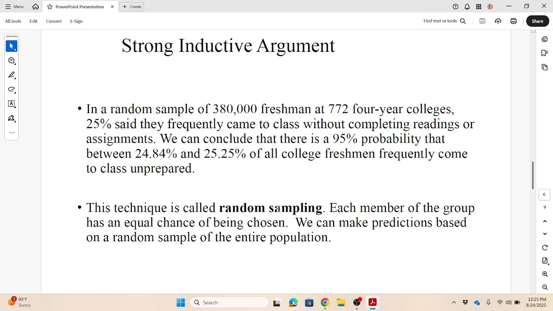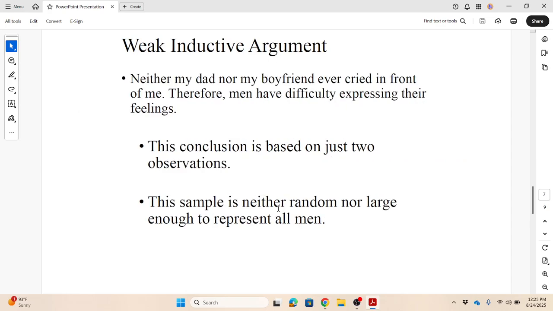This technique is called random sampling, which we're going to see in detail in future chapters. Each member of the group has an equal chance of being chosen if it's random. And then based on that, we can make predictions. So if we make predictions based on the data, random sampling, that's a strong inductive argument.